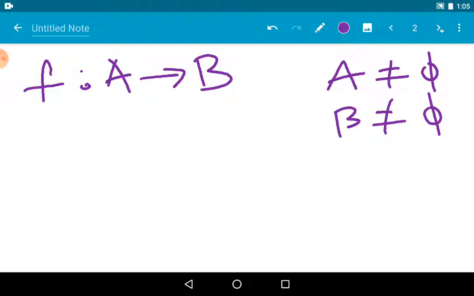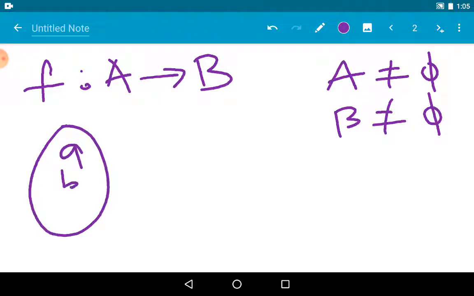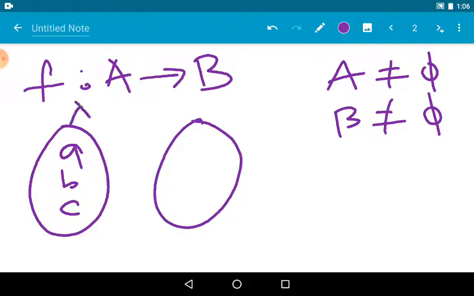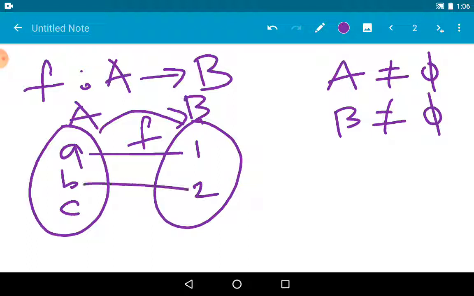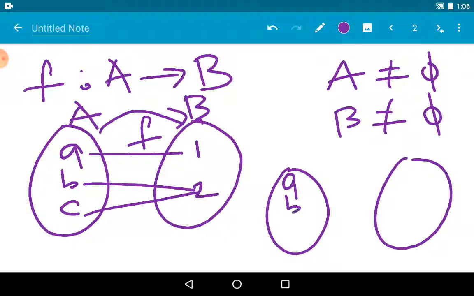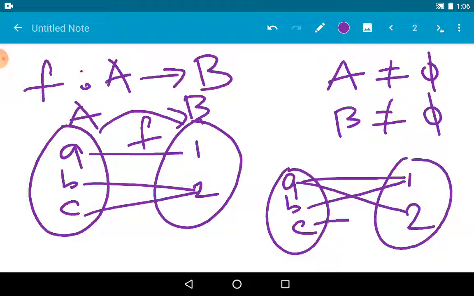Then for every element of A, let us consider A equal to a, b, c, and let B equal to 1, 2, 3. We say that for a function f from here to here, we have to map every element of A to B first. So we can map it in several ways. We can map a goes to 1, b goes to 2, c goes to 3. This is a function. At the same time we can map a, b, c to 1, 2 as a goes to 1, a goes to 2, b goes to 1, c goes to 2.